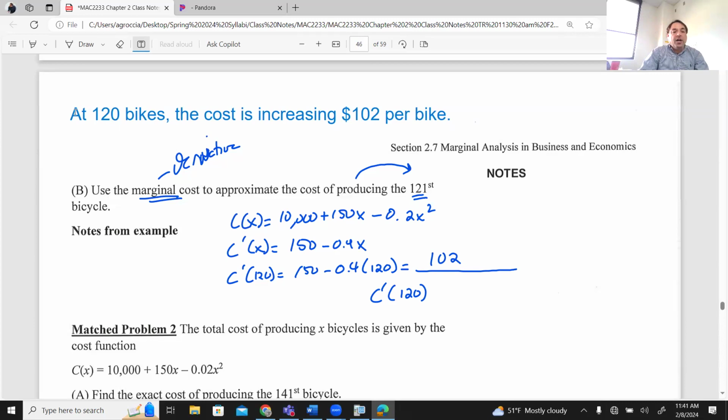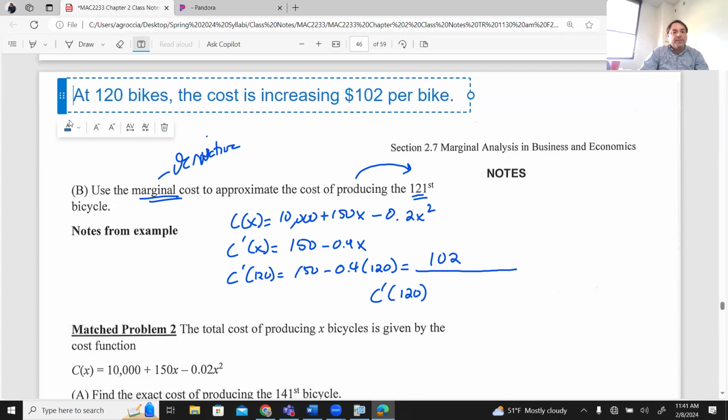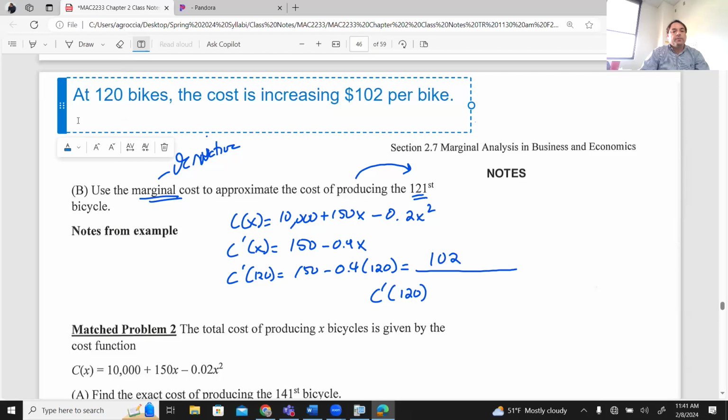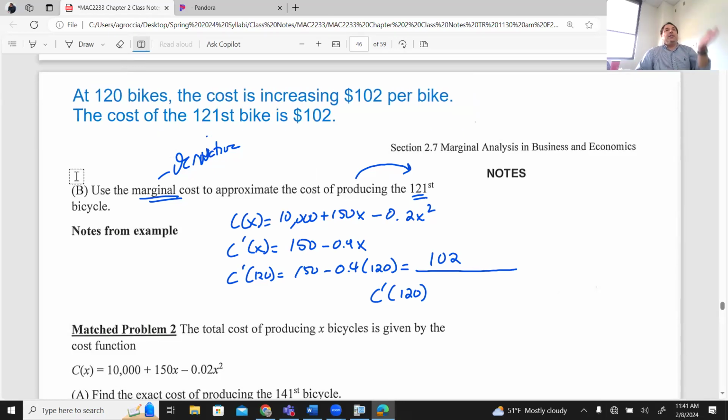But again, the other way of writing it, which is also correct, the cost of the 121st bike is $102 because it's the cost of the next bike. Just be careful. But again, I like the cost per bike, because it reminds you that it's changing. It's a derivative. Derivative is rate of change. Okay.